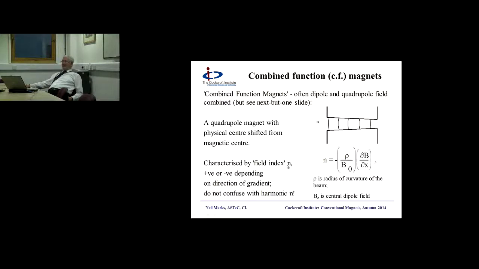It's characterized by a field index n. This is another use of the letter n. And n is equal to minus rho over B naught, where rho is the radius of curvature of the beam at the center, and B naught is the flux density at that particular point, times dB by dx. So you can see that n is a dimensionless quantity. It's positive or negative depending on the direction of the gradient, and so in one direction it'll be horizontally focusing, in the other direction it'll be horizontally defocusing, and therefore vertically focusing. But at the same time it's going to be bending the beam because there's a finite value of B at the center.